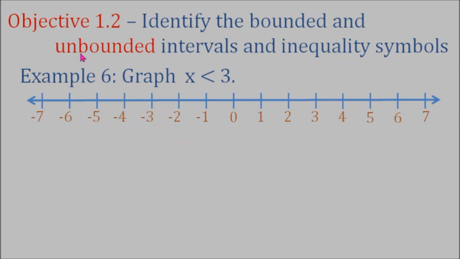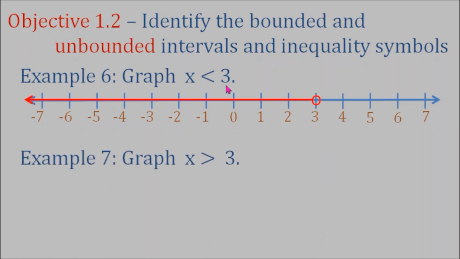This time we are going to talk about unbounded intervals. So example number 6, graph x is less than 3. Because this is less than, we are going to put an open circle on 3. And because it's less than, we are going to shade that part that is on the left of 3. So this is the graph of x is less than 3.